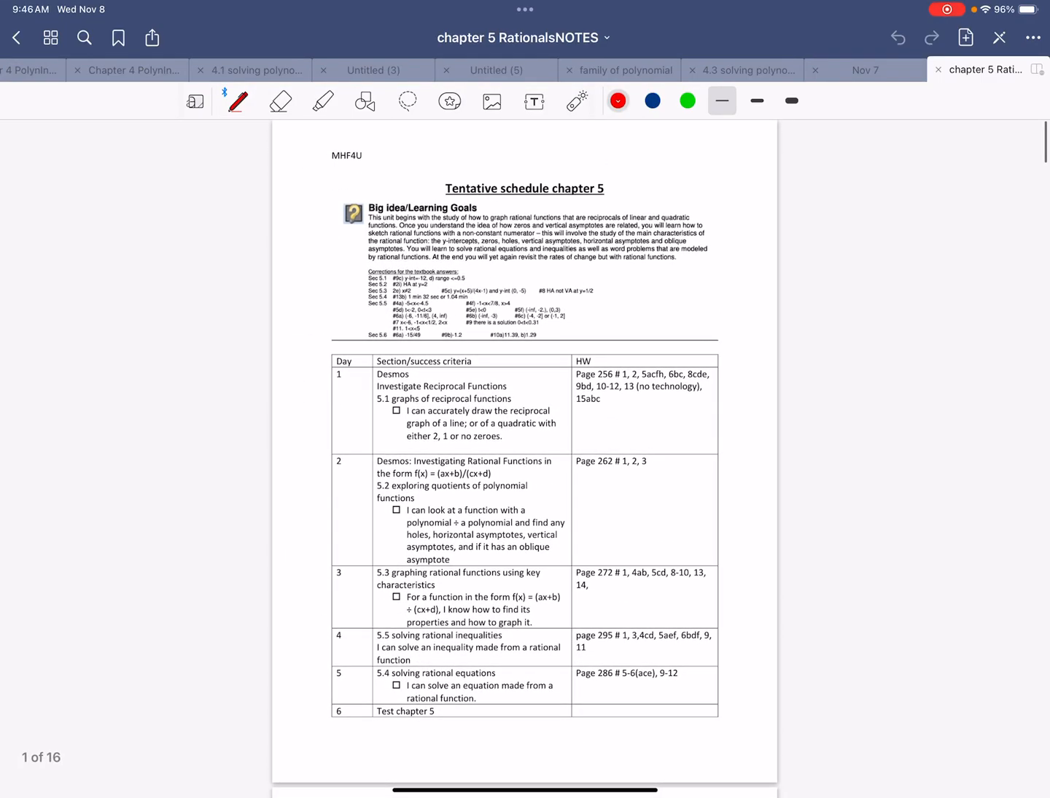So we're starting a new unit, which is the rational functions, and then investigating those rational functions and graphing them. The first lesson is about looking at reciprocal functions and looking at the characteristics of these reciprocal functions.